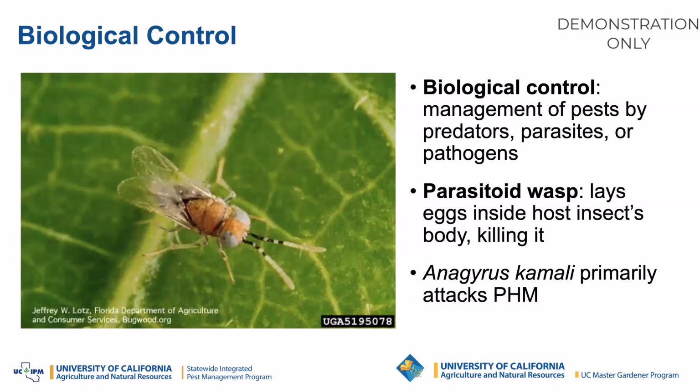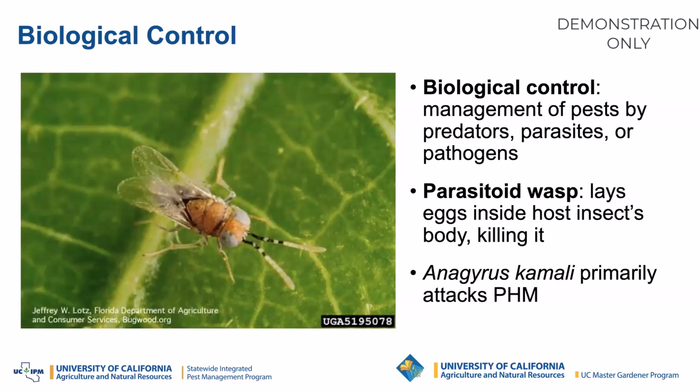One species that was imported for biological control of PHM in California, Anagyrus kamali, has been particularly effective. Anagyrus kamali is a species of parasitoid wasp. Parasitoid wasps do not sting humans. They parasitize other insects by laying their eggs on or inside their host insect's body, eventually killing it.